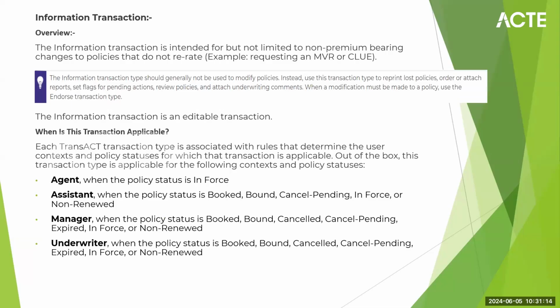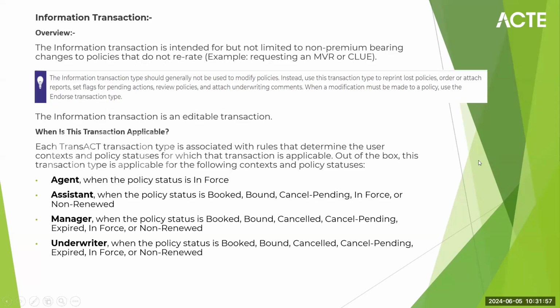The information transaction is intended for, but not limited to, non-premium bearing changes to policies. Thus it does not reread. Example, requesting an MVR or CLUE. Nothing but this information transaction is not for premium-bearing changes. That means except for the premium related fields, this transaction is applicable. The information transaction type should generally not be used to modify policies. Instead, use this transaction to reprint lost policies. Okay.